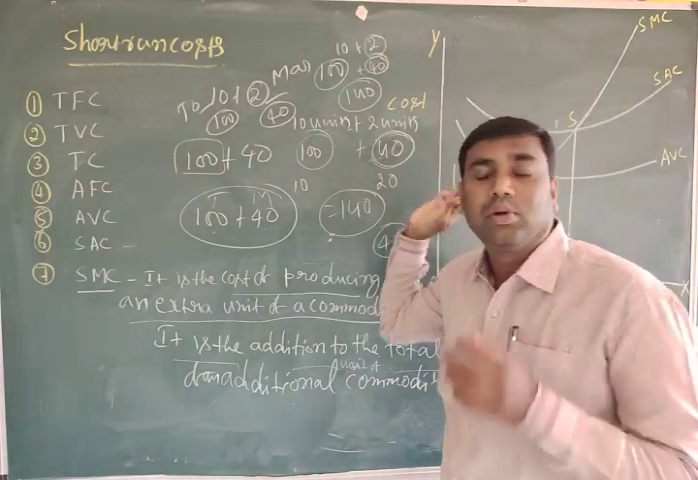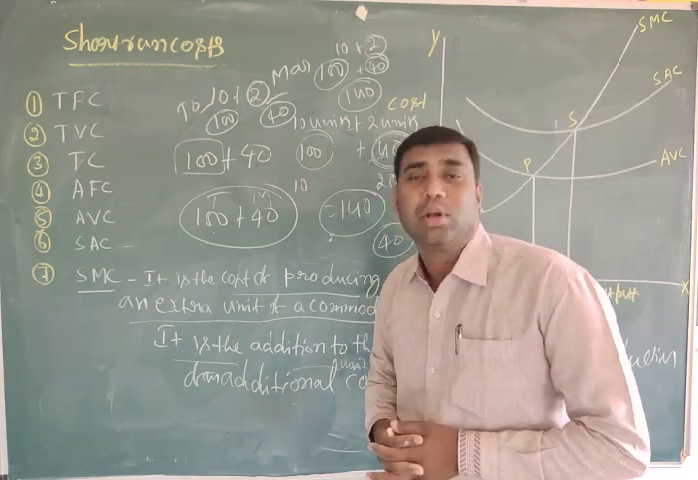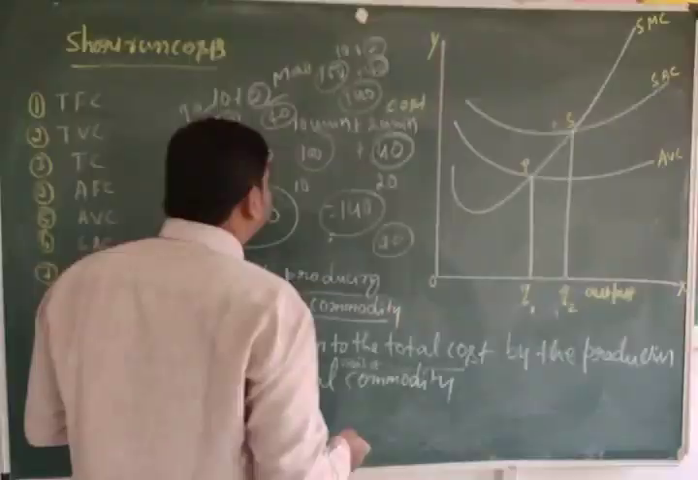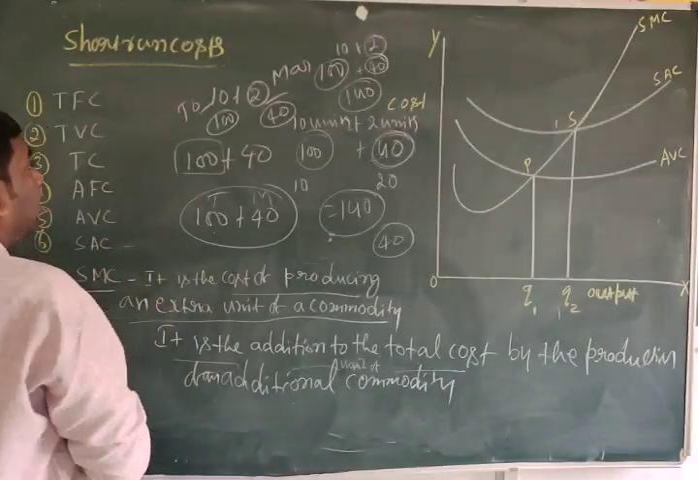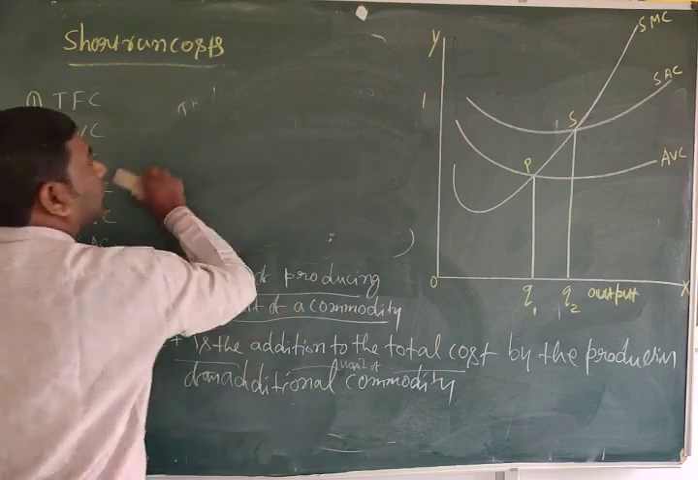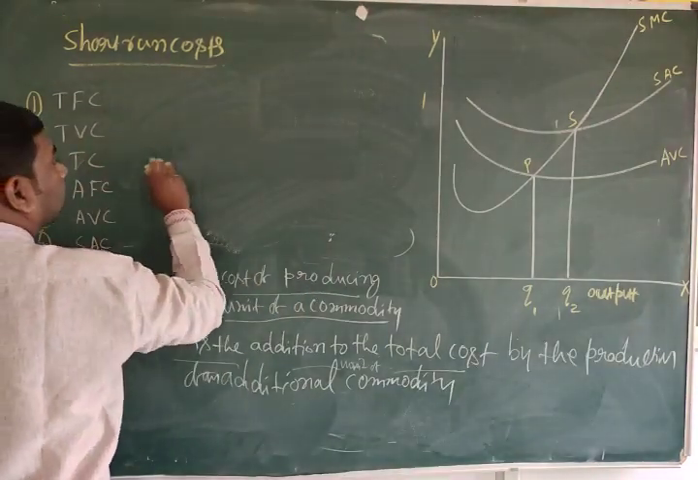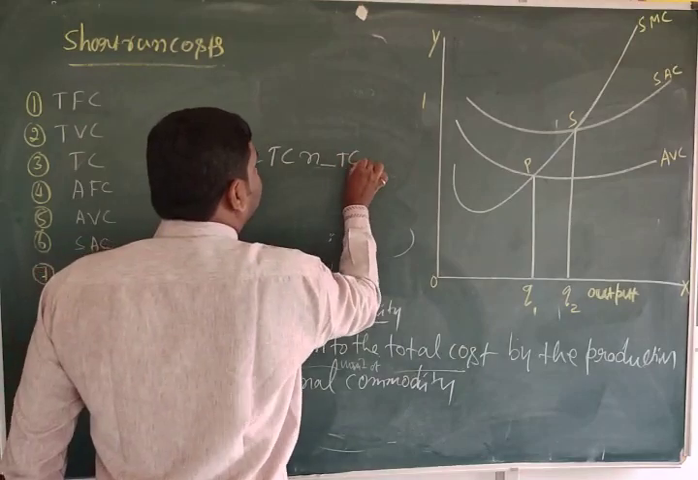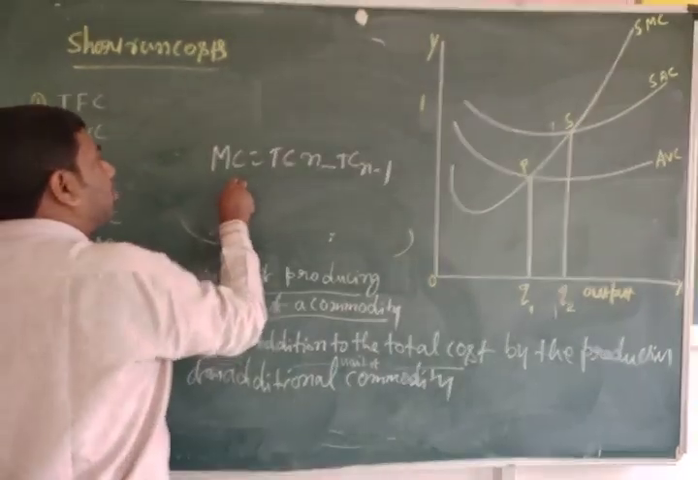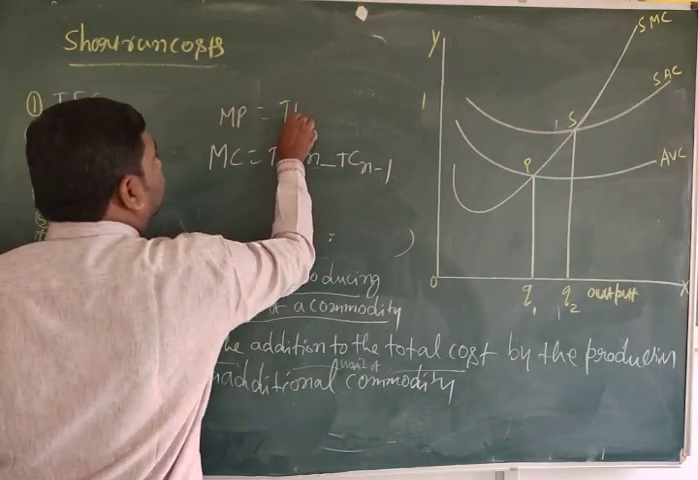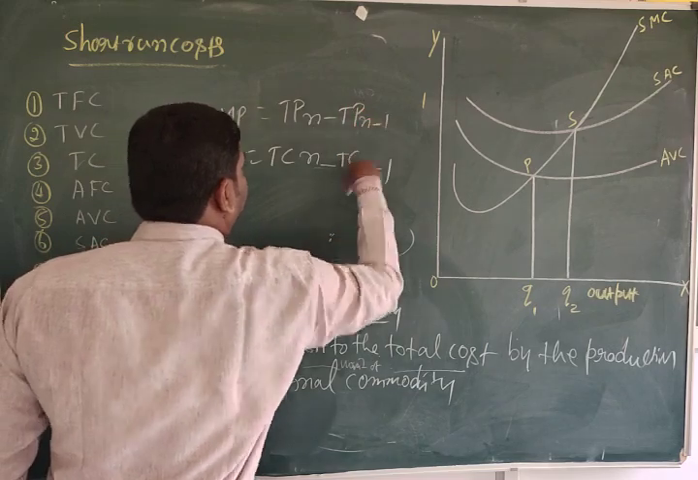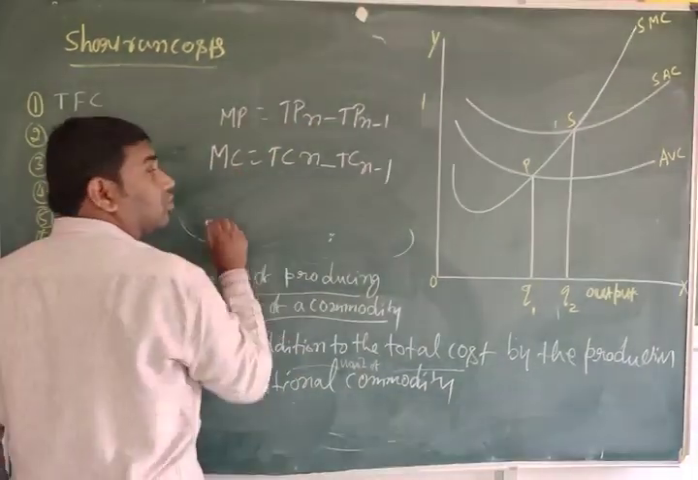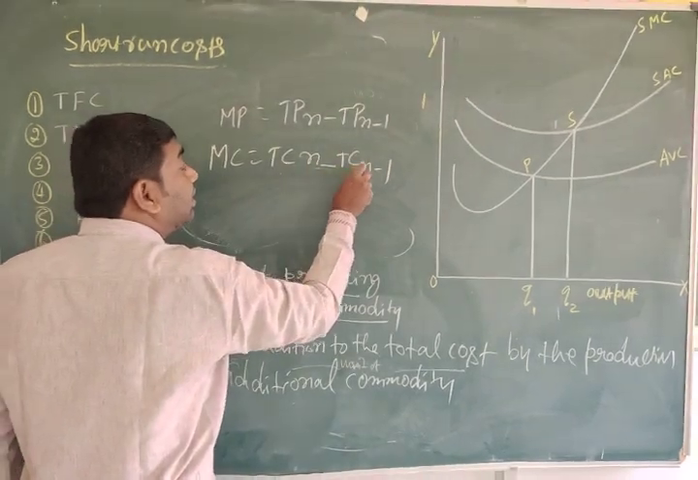So when we are doing more expenses to produce more commodities, that is considered as marginal cost. To calculate how much we are expensing, there is a formula: MC is equal to TC n minus TC n minus 1. Already you understood this for marginal product: TP n minus TP n minus 1. MC is TC n minus TC n minus 1. Here P, here also P. Here C, here also C. To calculate the marginal cost, the formula is TC n minus TC n minus 1.